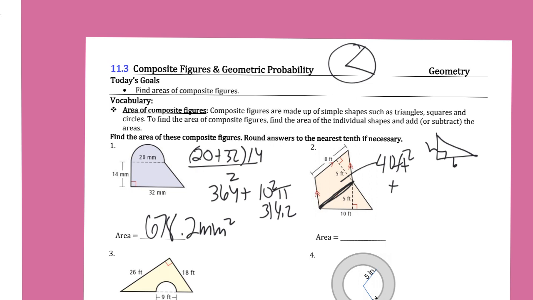In this case, the base is 10, the height is 5. You multiply them and then divide by 2. So 5 times 10 is 50, divided by 2 is 25. Your answer is going to be 65, and that's feet squared. So if we look to find the area of that composite shape, then we're going to get 65 feet squared. Okay, let's look at our next shape.